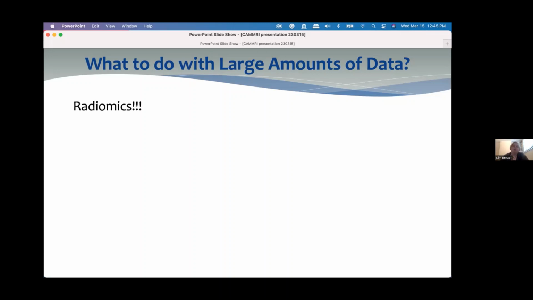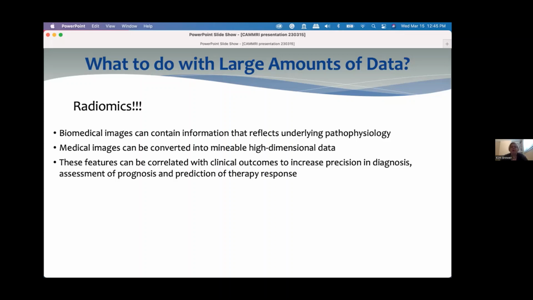And so one of the things that we're working towards is using radiomics. Radiomics is used a lot clinically, but it's really underused preclinically right now. So for those who aren't aware, biomedical images have a lot of information that reflects underlying pathophysiology. And the specific pathophysiology often depends on the contrast. So you can convert these images into mineable high-dimensional data. You can correlate them with clinical outcomes to increase precision. You can potentially develop prognostic or diagnostic biomarkers, prediction of therapy response. There's a lot of options.